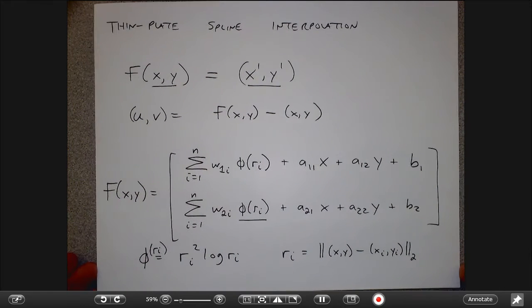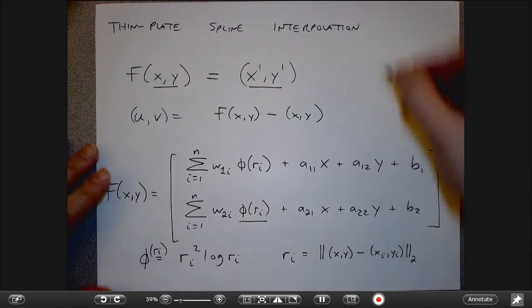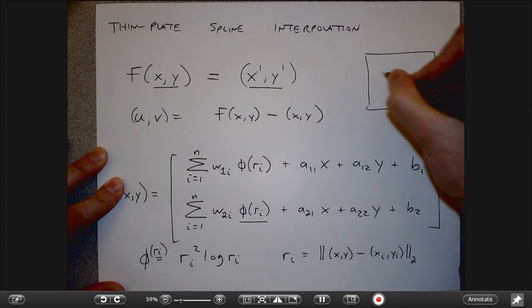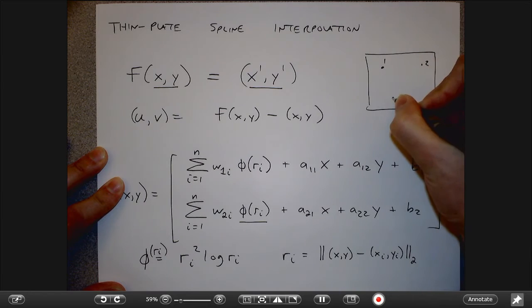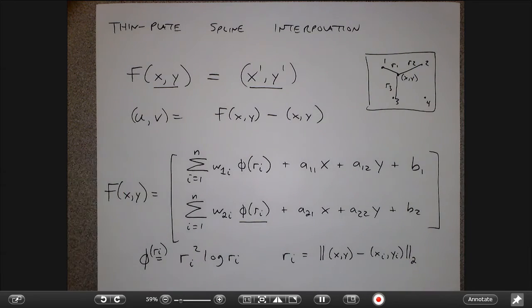So putting this all together, this is like saying, if I want to know where an arbitrary point goes, what I do is I compute the distance of that arbitrary point to all of the feature points that I actually have matched. Those become these little radii, right? So if these are the points that I've got matched, and this is my point I care about, then this distance here is r1, and this distance here is r2, and so on. So it's like saying, how far am I away from each of these originally matched feature points?